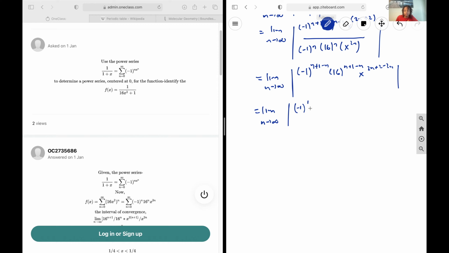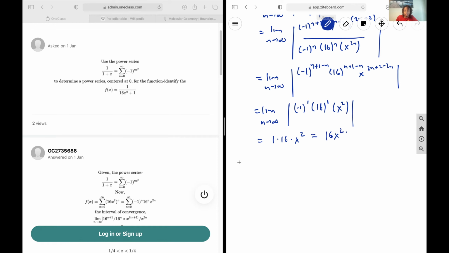negative 1 to the power of 1, 16 to the power of 1, and that's the x to the power of 2. Notice none of these terms contain n, and so as n goes to infinity, it has no effect on the value of what's inside of the absolute value. And so this will just become, the magnitude of negative 1 is going to be 1. So 1 by the magnitude of 16, which is 16, multiplied by the magnitude of x squared, and that's just going to be x squared. And so L is going to be 16x squared.